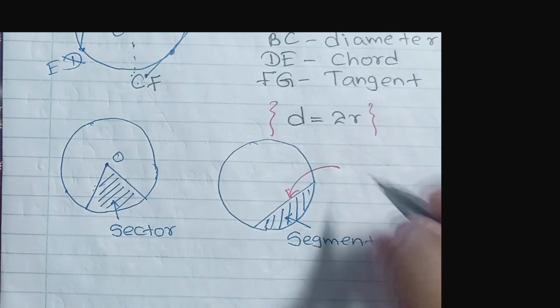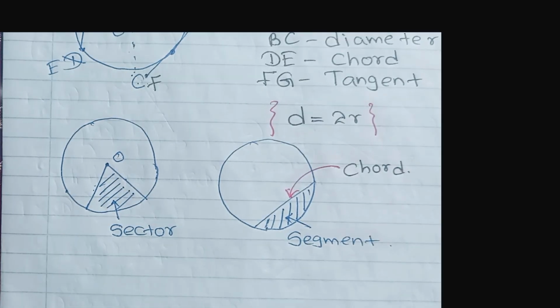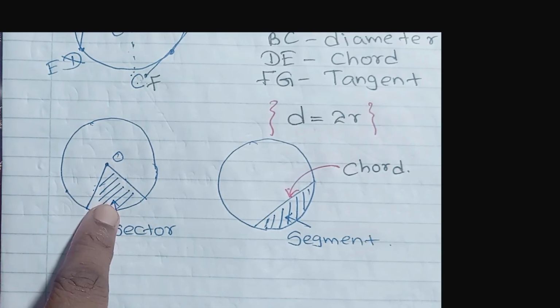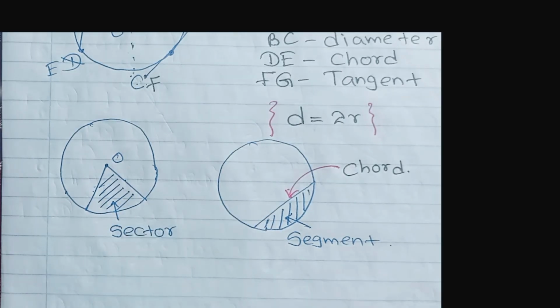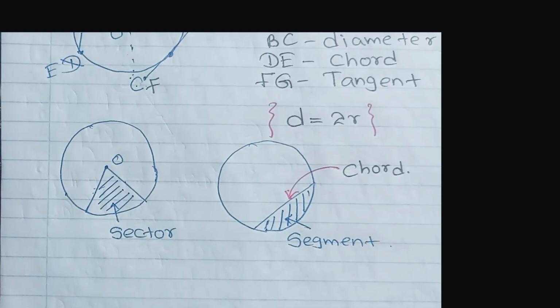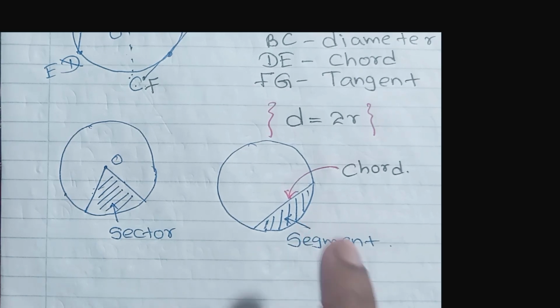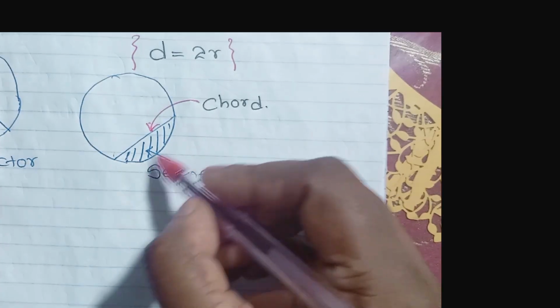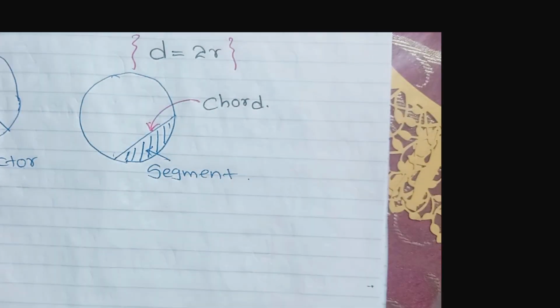So we can rename like this. This is the chord. And also specially we can take like this. When you consider the sector, this small part is called the minor sector, right? This small part is called the minor sector, and this larger one is called the major sector. Okay, so we can study about that further. When you consider the segment also, this small part is called the minor segment and the large part is called the major segment, right?